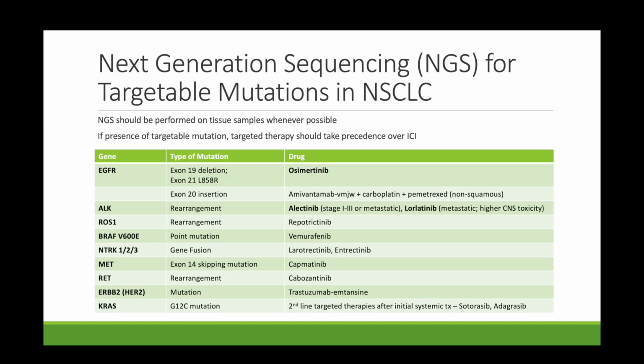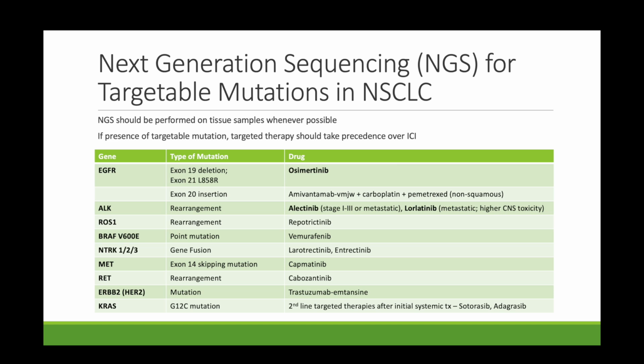We are now aware that there are several other targetable mutations in non-small cell lung cancer. And in the last several years, we've found several different genes and developed several different drugs that can specifically target these various genes. And so it's very important for us to obtain a good tissue sample and also perform next generation sequencing on our tumors to identify potentially targetable mutations. So whenever possible, we want to perform next generation sequencing.